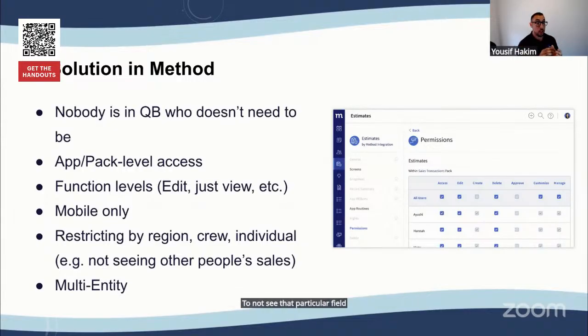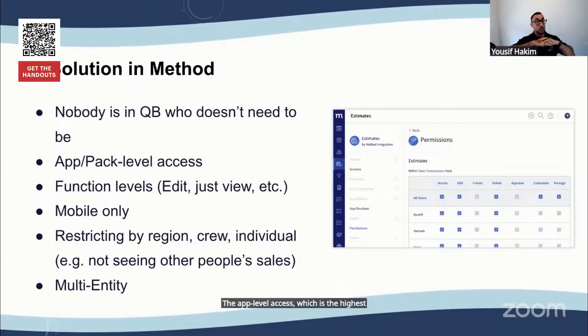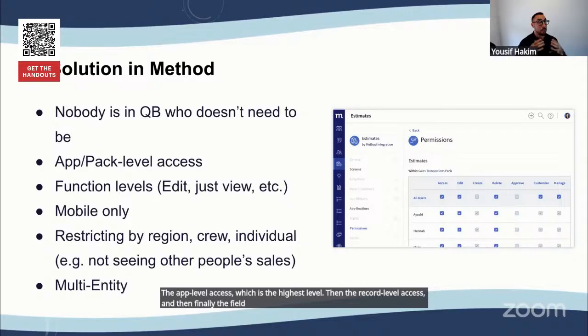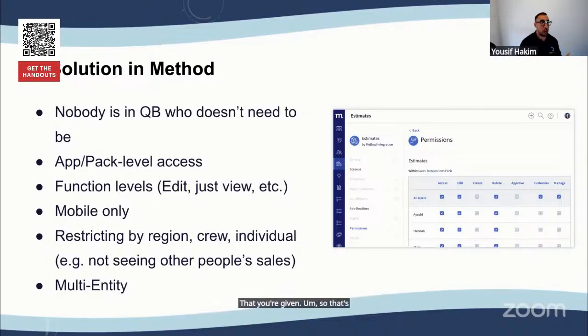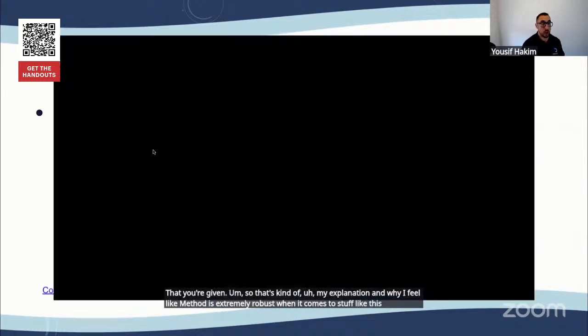set of fields. So you now have, as a summary, the app level access, which is the highest level, then the record level access, and then finally the field level access. So that is something as well that you're given. So that's my explanation and why I feel like Method is extremely robust when it comes to stuff like this. Mattis, I don't know if you have anything else to add to that.